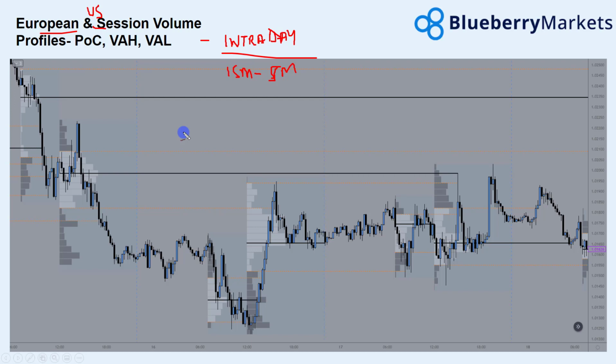Obviously, you can include other things. You can include a price action strategy at these points. You can add other indicators around these types of areas just to give you more confluence. All sorts of things you can add in your trading.